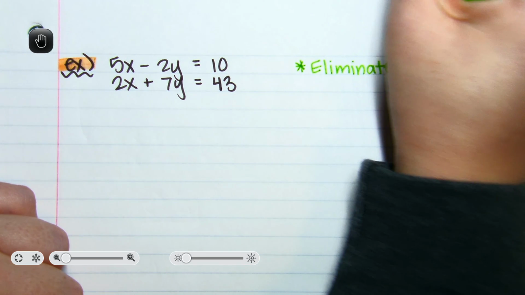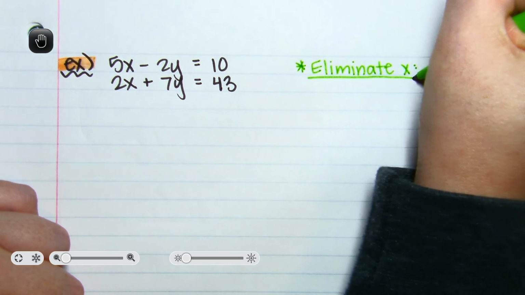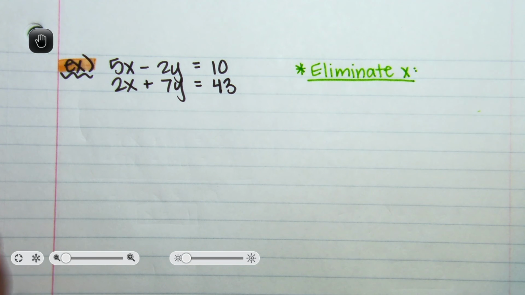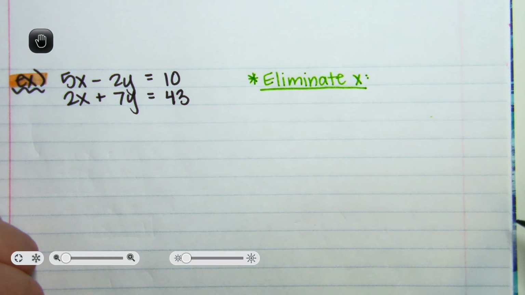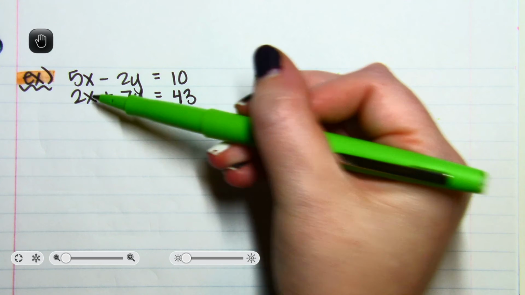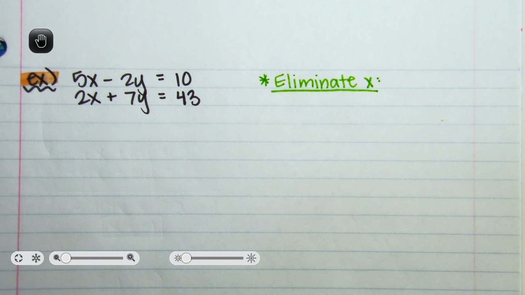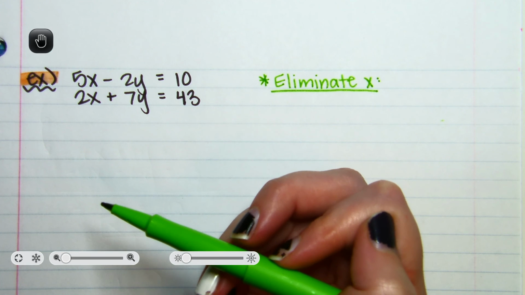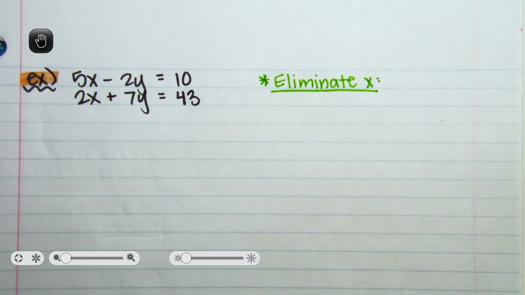Now when I do these problems on my own, this stuff that I'm writing over here in green, this is what I do in my head, but I want to write this down for you to see so that when you go back and look at your notes later, you understand the thought process. So if we eliminate x, 5x and 2x, what is the smallest number that 5 and 2 both go into? Good, if you said 10, then you're correct. The smallest number that 5 and 2 both go into is 10.